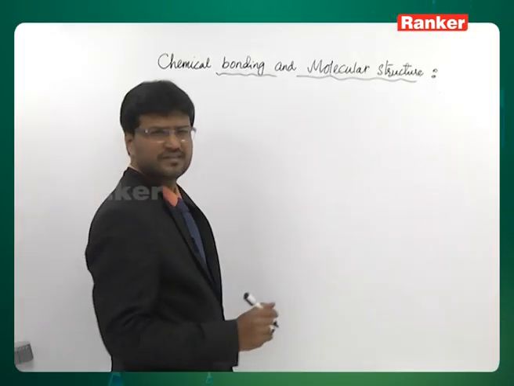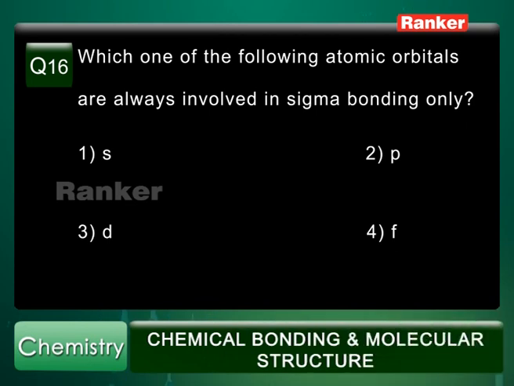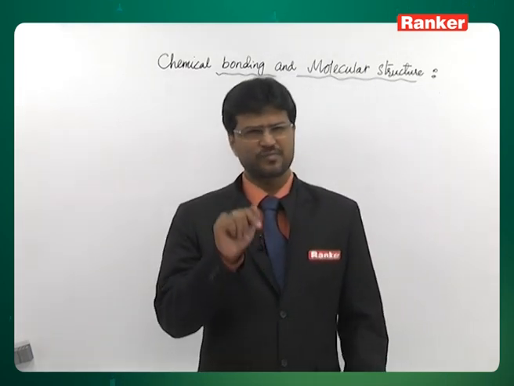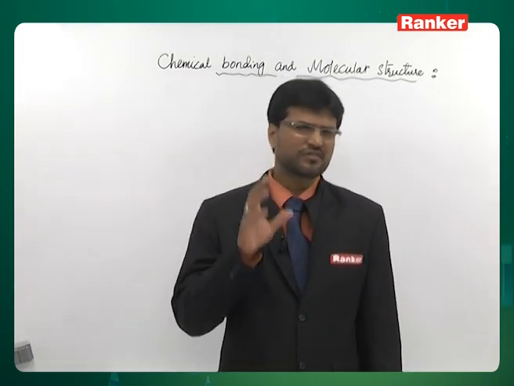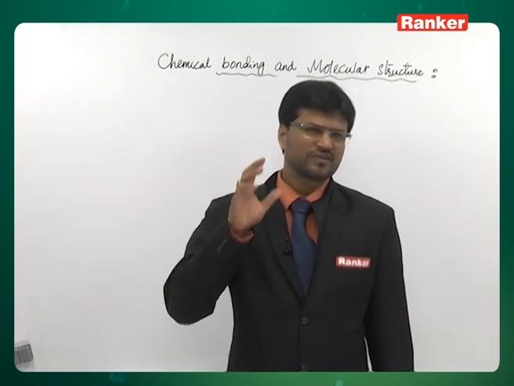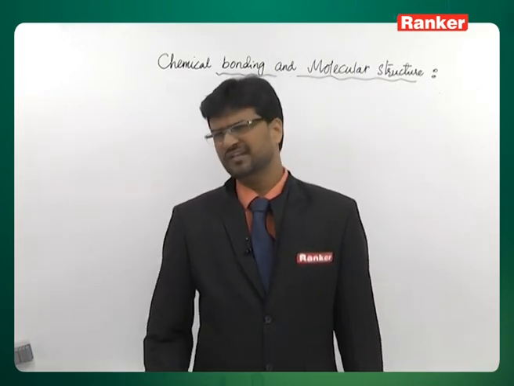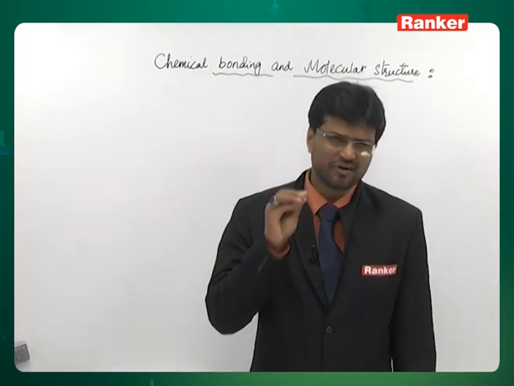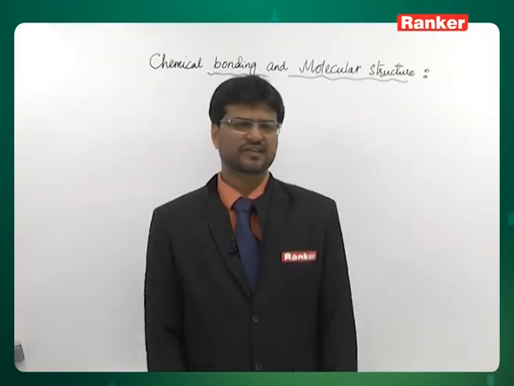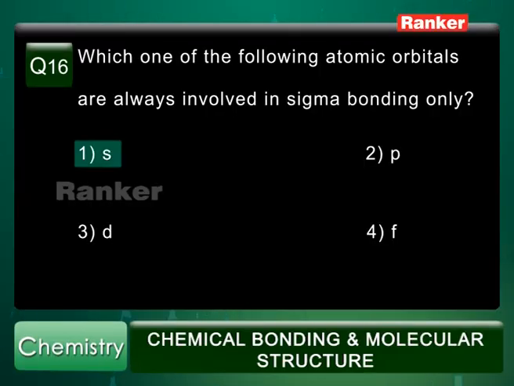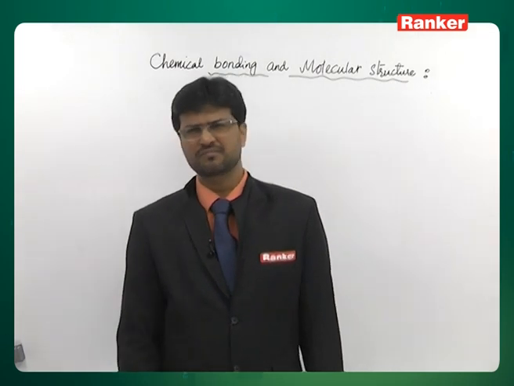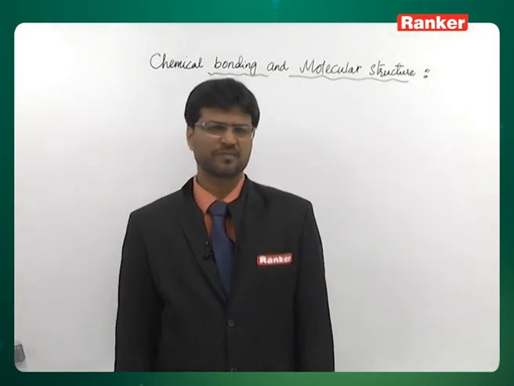Question number 16. Which one of the following atomic orbitals are always involved in sigma bonding only? See, among these, s orbital has a spherical shape. So, because of its spherical shape, it always forms sigma bond. It cannot undergo lateral overlap. So, it cannot form pi bond, it can form only sigma bond. So, the correct answer is first option, s orbital. The reason is its spherical shape. Due to its spherical shape, it can always form sigma bond, it cannot form pi bond.